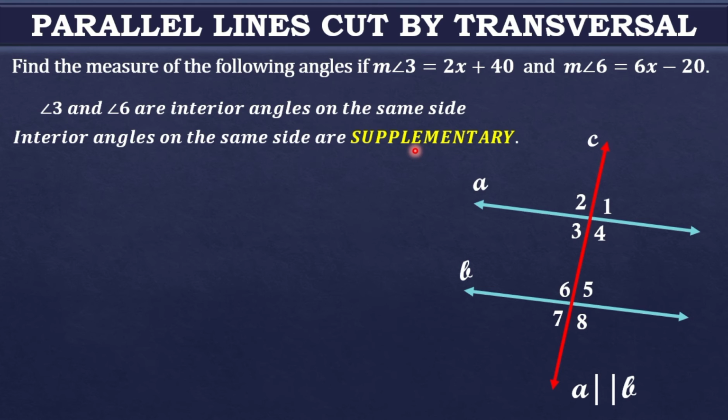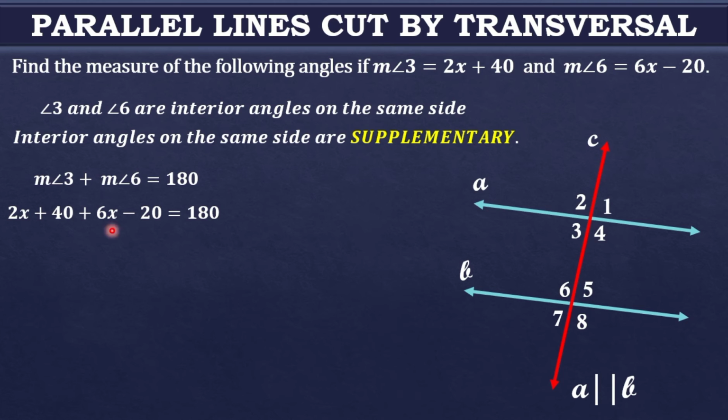So, since they are supplementary, ibig sabihin, the measure of angle 3 and the measure of angle 6 must be equal to 180 kasi supplementary. So, dapat pag inadd natin itong dalawang to, ang maging sum niya is 180. So, kunin natin ang angle 3, we have 2x plus 40. At si angle 6, which is 6x minus 20. So, we will get 2 plus 6, that is 8x.